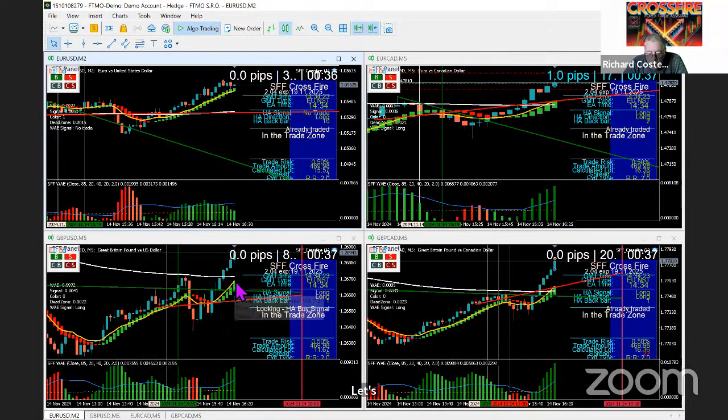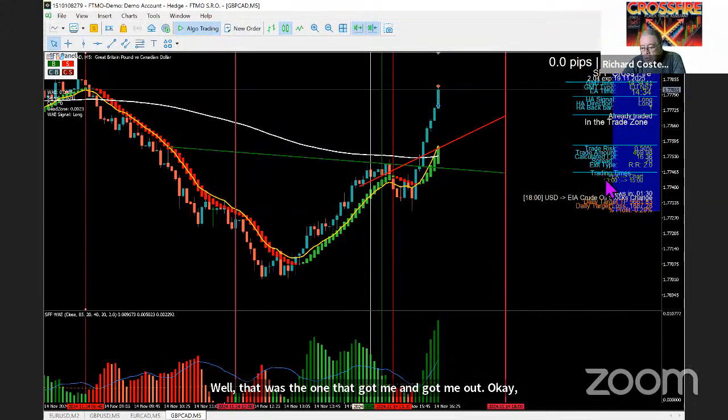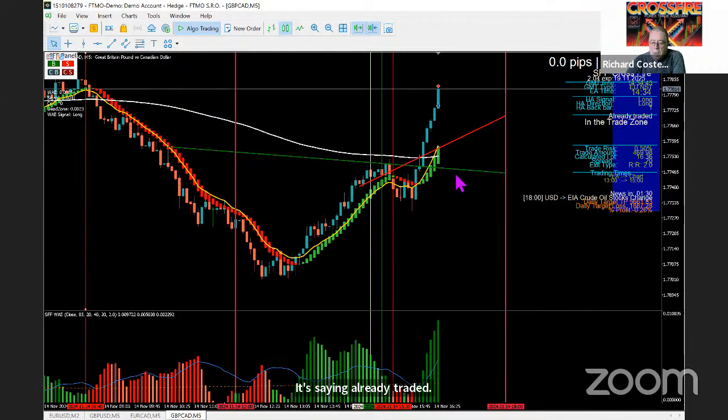I would probably wait until the crossover occurred. And this one, well, that was the one that got me out. Okay, so I'm just going to do one more thing. I know you've seen me do it before, but it's saying already traded. So the trading assistant will not get me into another trade on this pair unless I do something about it.